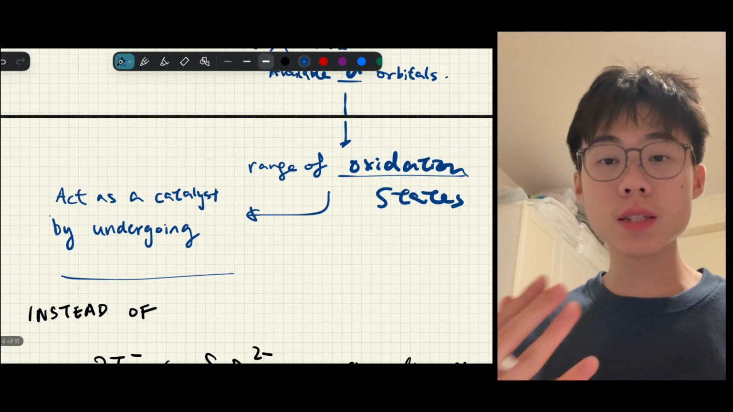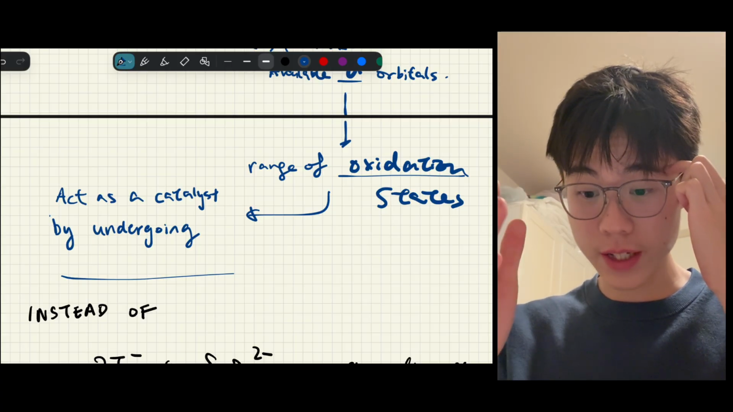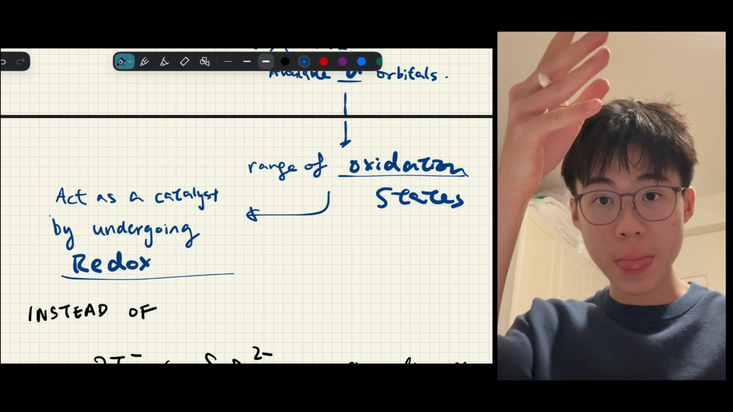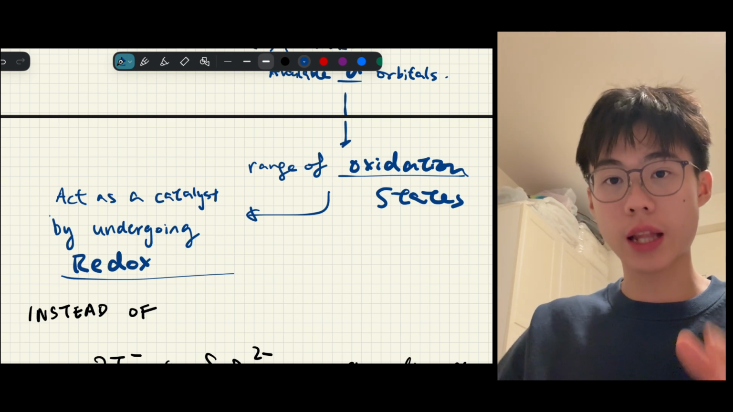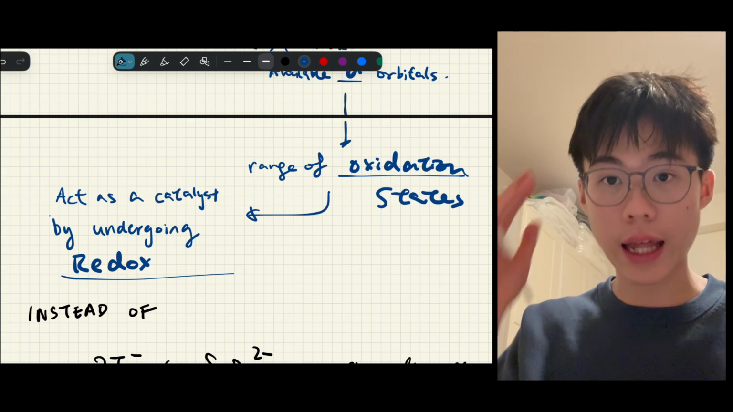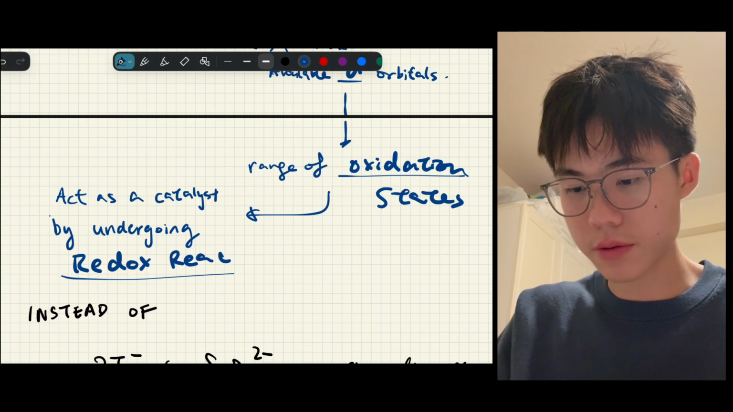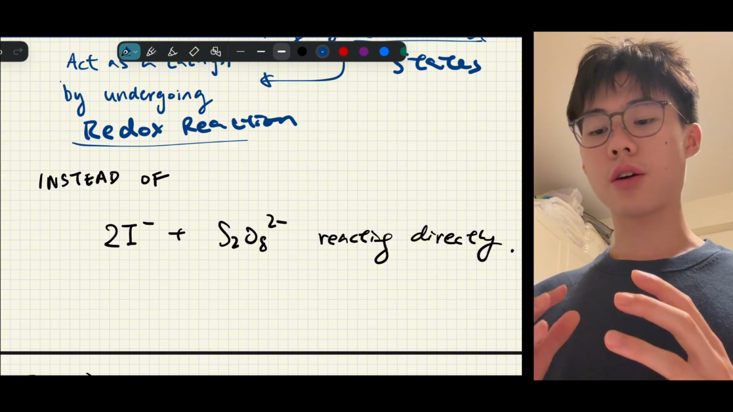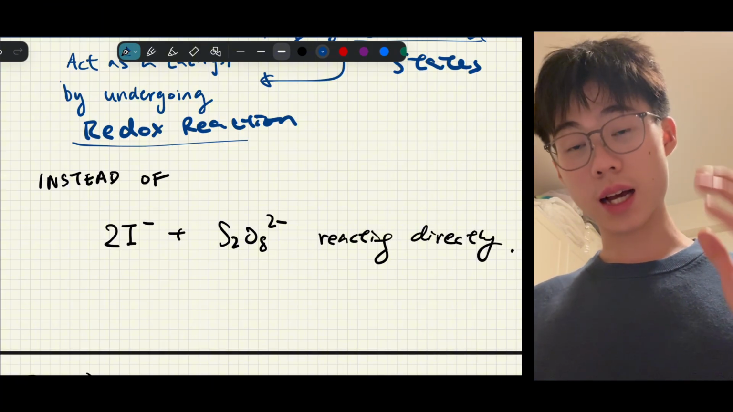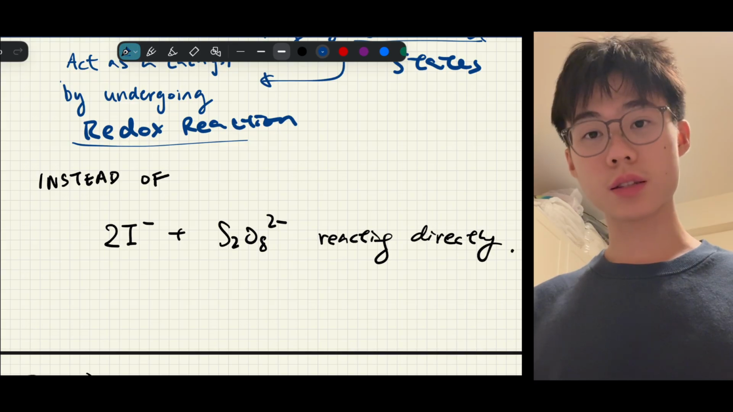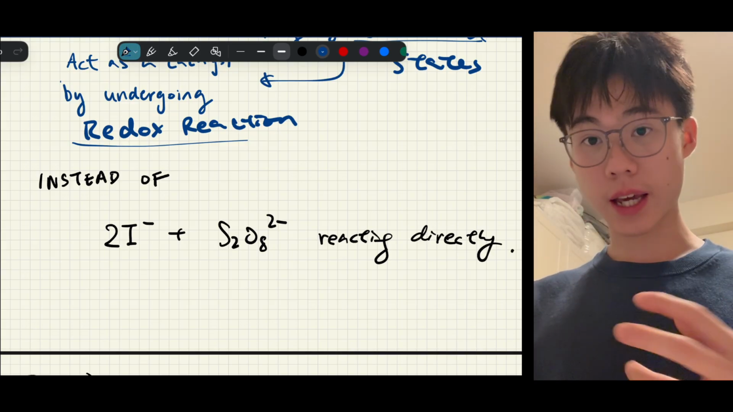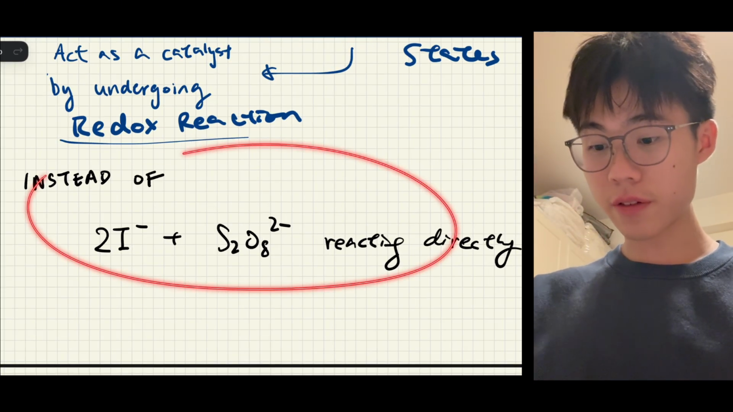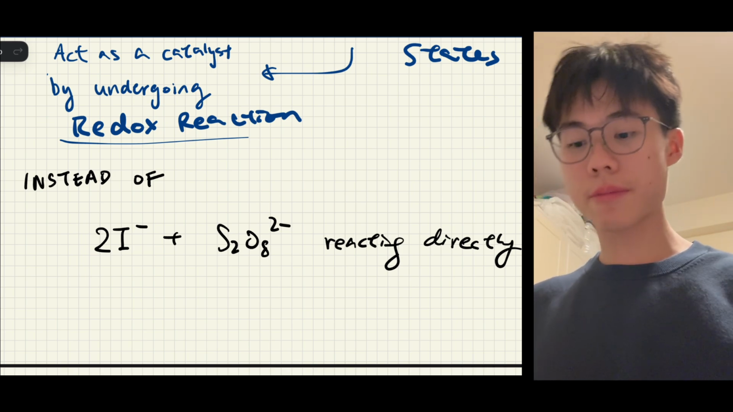So in this reaction that we're investigating, it acts as a catalyst by undergoing redox reactions. Meaning it gets involved in the reaction, it changes oxidation state, and it lowers the activation energy and acts as a catalyst. In the overall reaction, the iodide ions and the peroxodisulfate ions react directly. But if we add a catalyst, then they don't. Instead, what happens is a two-step process.